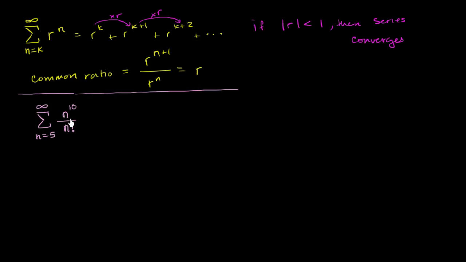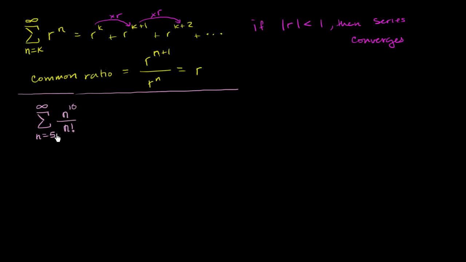We could definitely use the divergence test to show that this does not diverge. But how do we prove that this actually converges? And maybe we can use a little bit of our intuition here. Well, let's see if we can come up with a common ratio. So let's see if there's a common ratio here.